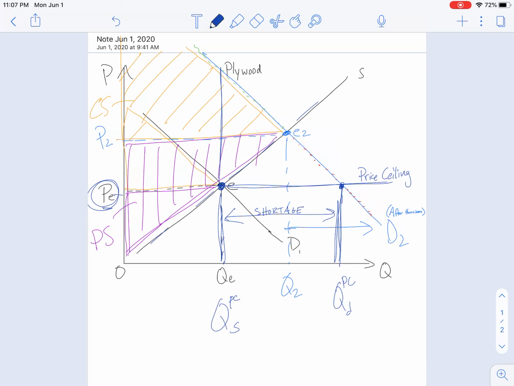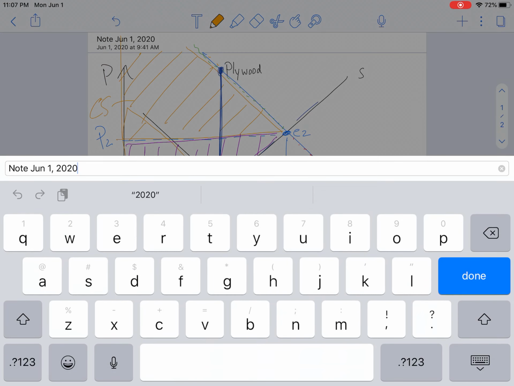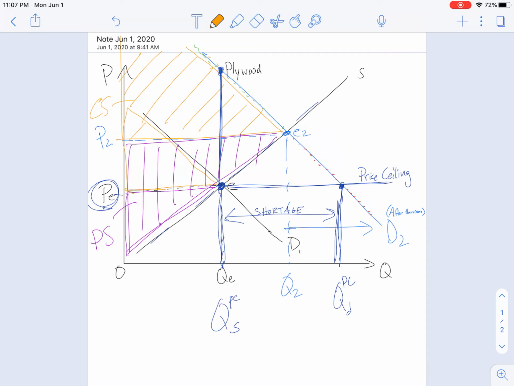So let's also extend this line up, because how many sheets of plywood are available? Only QS, like the initial QE or QS at the PC, at the price ceiling. So that much plywood is available. Now, what does that mean in terms of the surplus? Well, if these people on the demand curve up here get the plywood, and they only have to pay this price right here, then they're made better off, right? So consumer surplus could conceivably come all the way down from the demand curve, which you can't see all of because of how I drew it. It would go up through here, all the way down to PE.